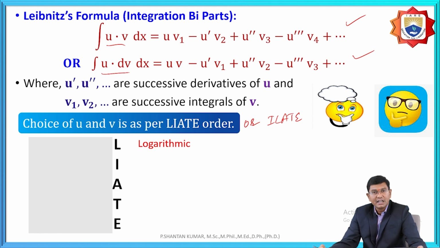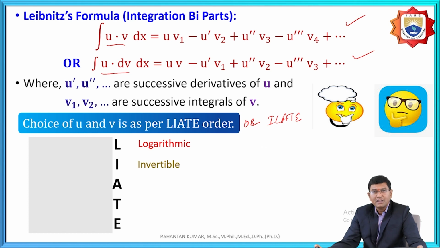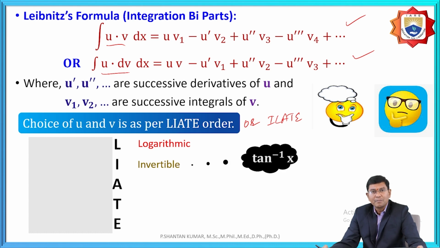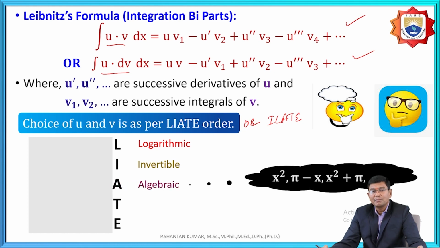And again that I is nothing but inverse functions, that is, invertible. Examples are sin inverse x, cos inverse x, and tan inverse x. Like these are the inverse functions. And the other one is A. A is nothing but algebra. Algebra is nothing but a function in terms of x, that is x square and x, like pi minus x and x square pi. Like these are some terms.